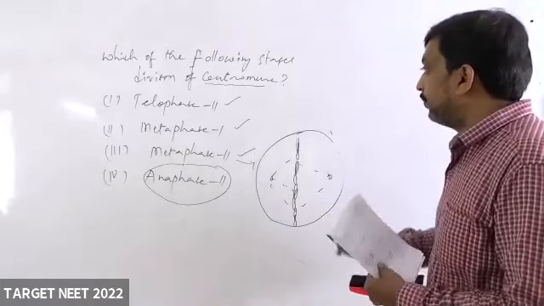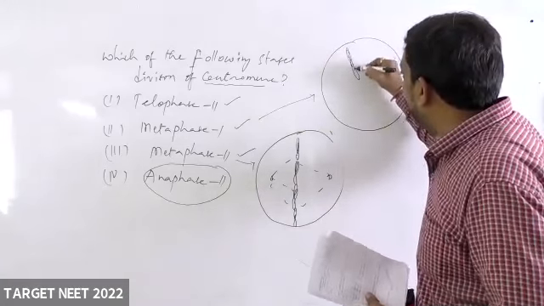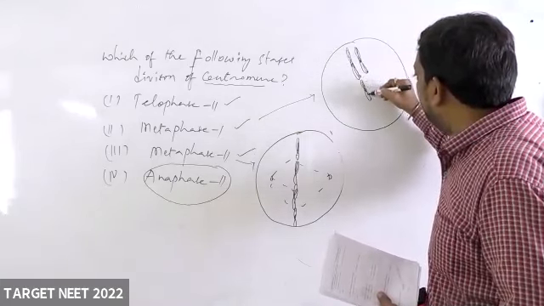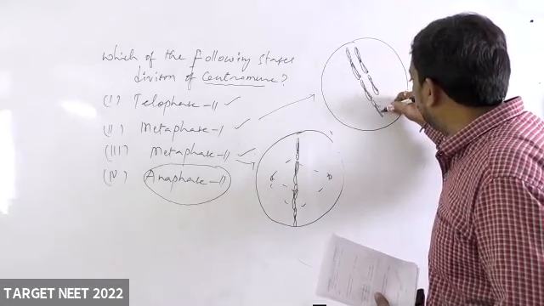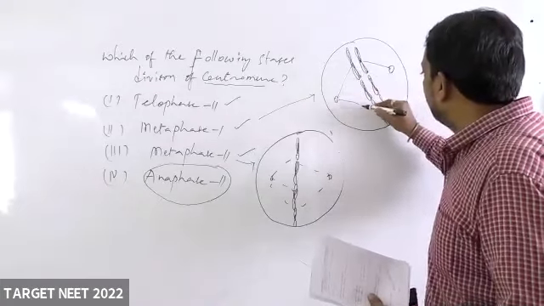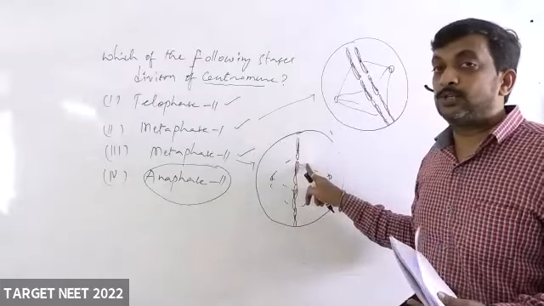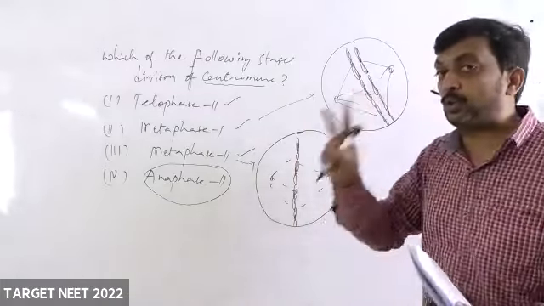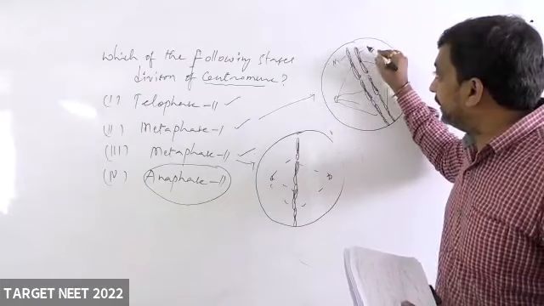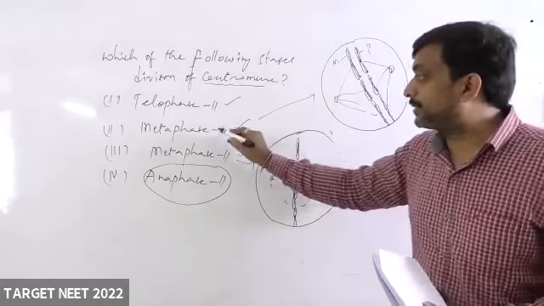In this diagram of metaphase 1, I am representing the bivalent chromosomes, where one will be maternal and the other paternal. These bivalent chromosomes align themselves on the equatorial plate. This is what we call metaphase 1. Here the chromosome is only one, while in this case the chromosomes are two, and they are called bivalent. One is maternal, the other paternal, and all of them arrange themselves on the equatorial plate during metaphase 1.